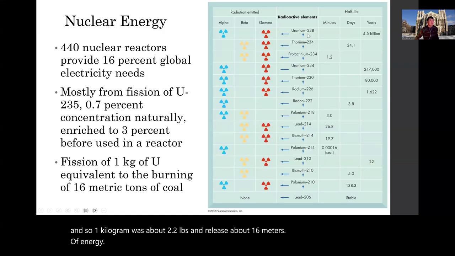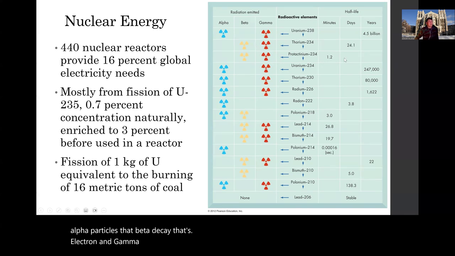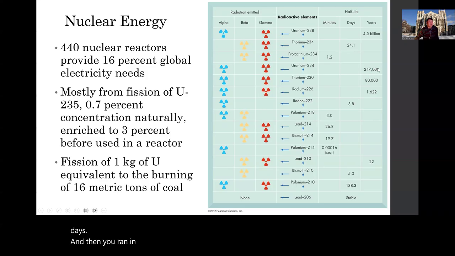So in nuclear energy, there is radioactive decay. There's alpha decay, which is emitting alpha particles. There's beta decay, which is emitting electrons, and gamma decay, which is emitting gamma rays. And each one of them has a half-life. Uranium-238 has a half-life of 4.5 billion years, and thorium-234, which is the product of decay of 238, is 24 days. Uranium-234 is 247,000 years, and so forth.